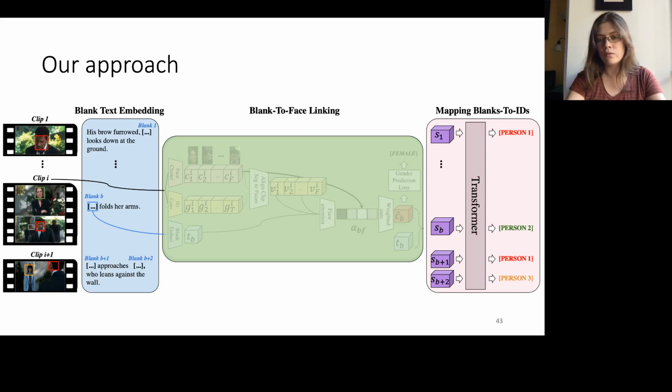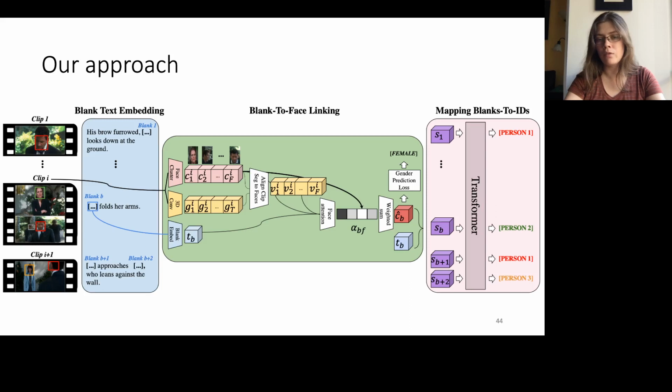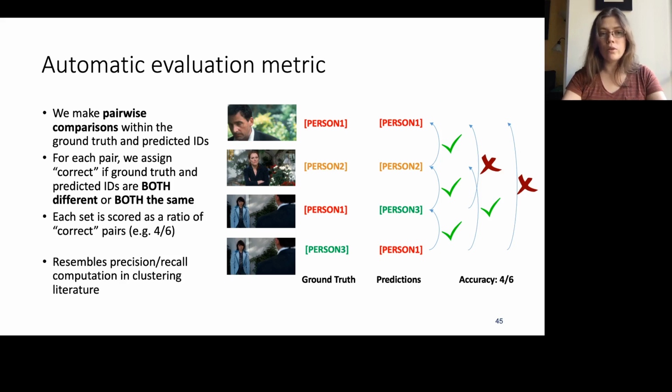And then for more details, I will just give you a gist of how we get this blank to face linking. So we have facial clusters and other video features, and we perform an attention mechanism over these facial clusters to basically match blanks to one or more clusters. And then these attended visual representations and the blank encoding together form our representation S, which we feed into the transformer. So how do we evaluate how well we are doing on this task?